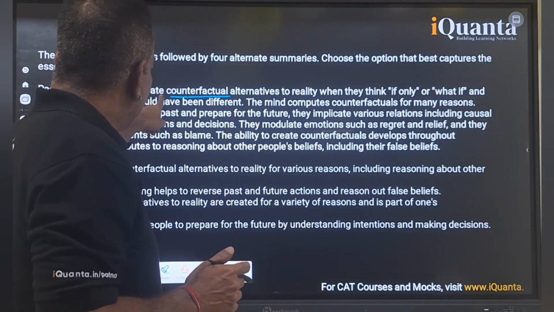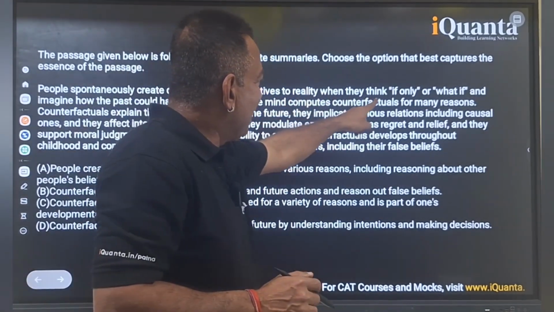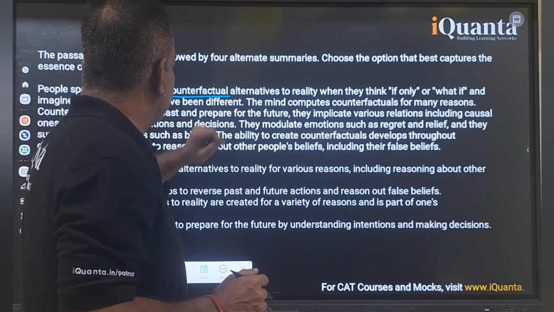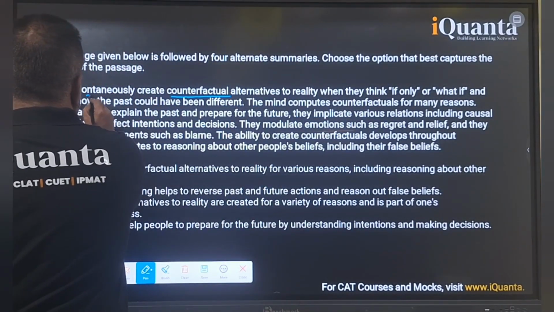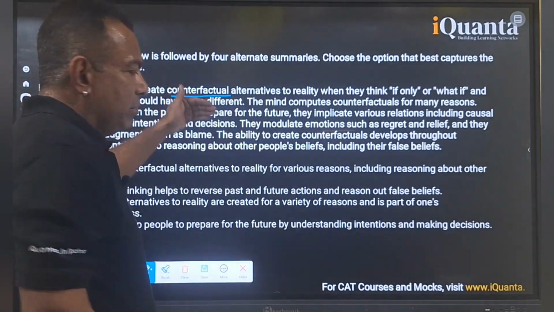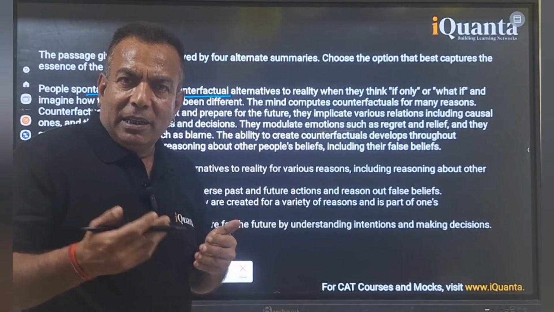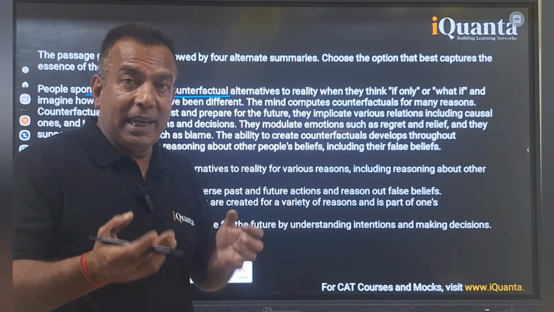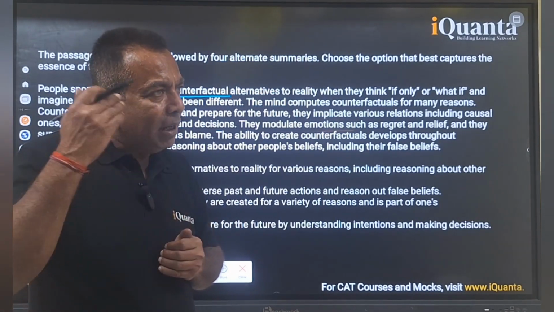So people spontaneously create counterfactual alternatives to reality when they think if only or what if, and imagine how the past could have been different. Now, here, many people spontaneously, that is not in a planned way, but just automatically that happens. Suddenly, people create their own notion against the fact, against the reality. That is what they think is something that is not real, that is against the reality. But they create that for their own thinking process.